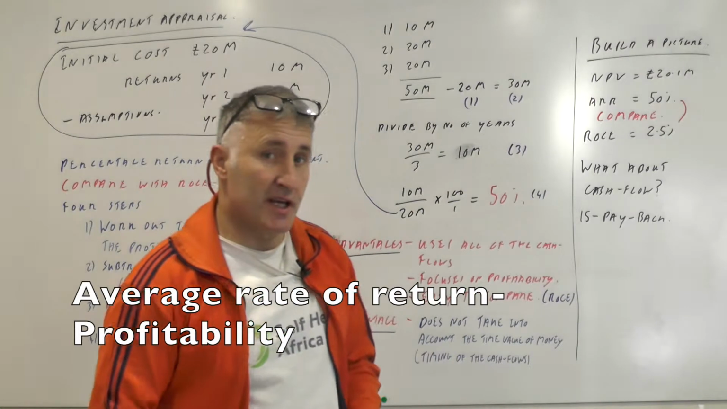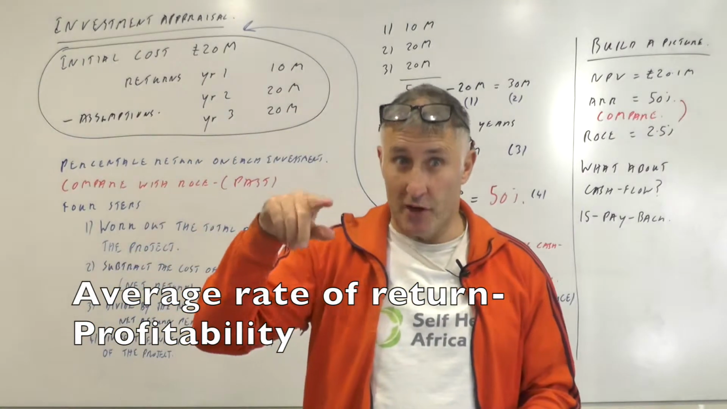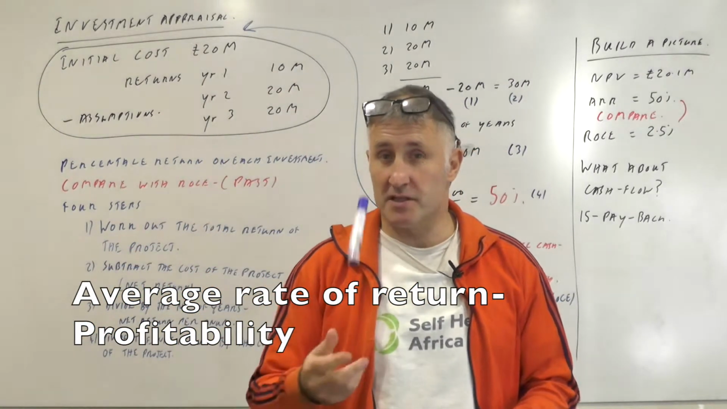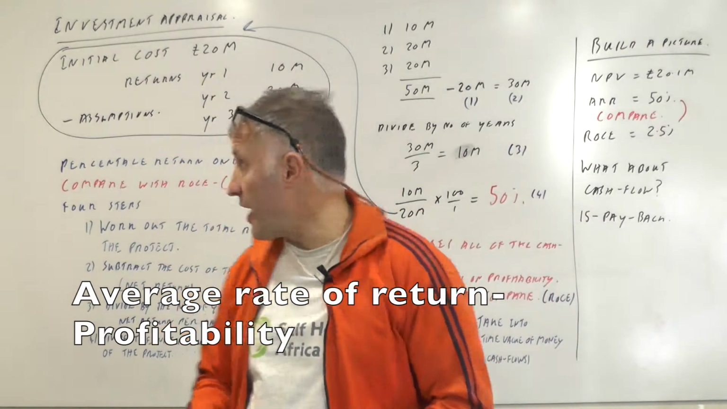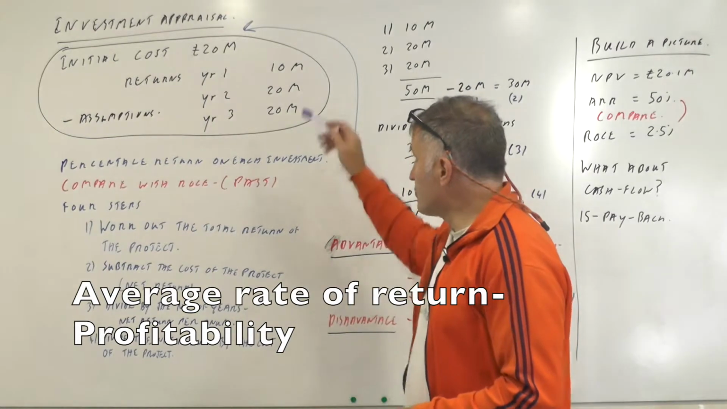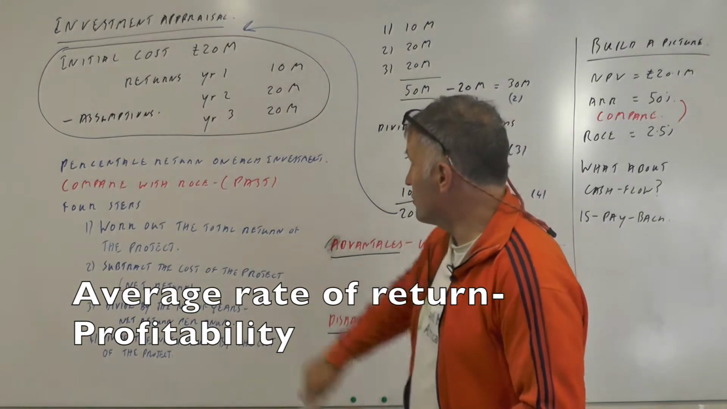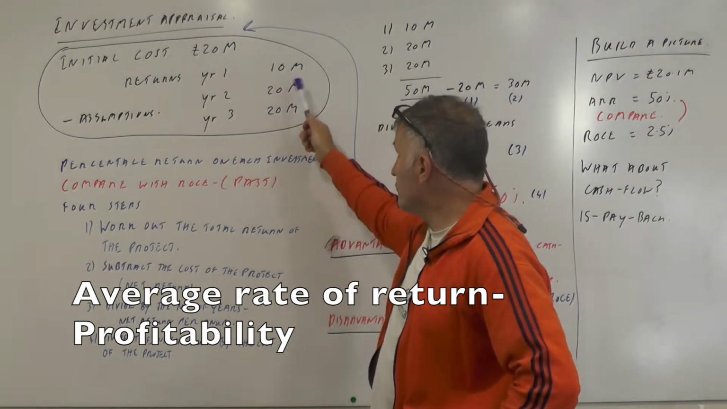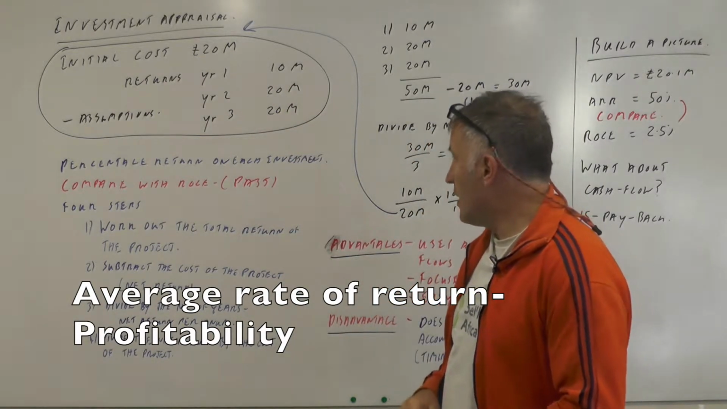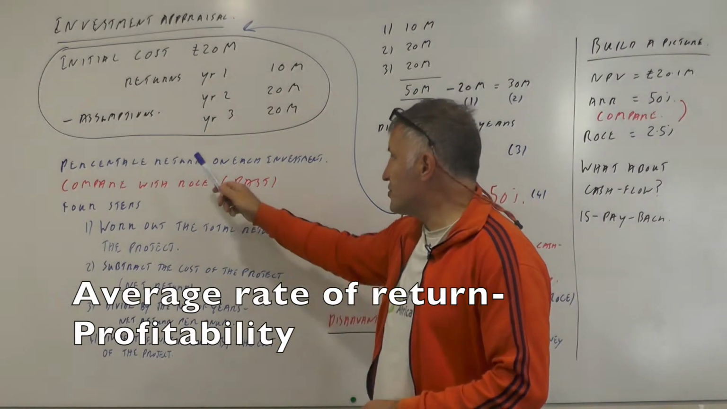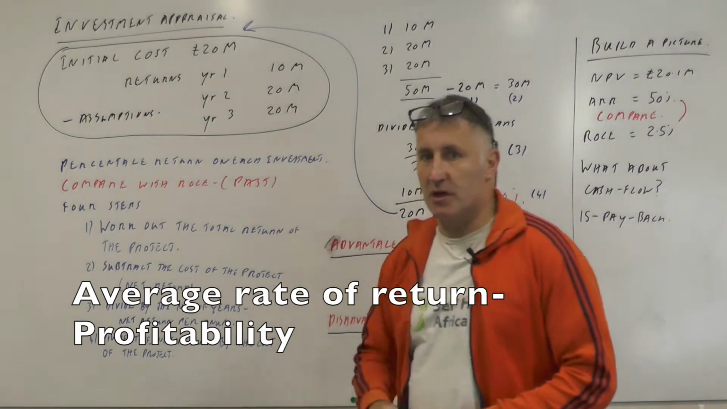This is number 14, and we've just looked at investment appraisal. We just looked at net present value, and now we're going to have a look at the average rate of return, and we're going to see how that works. Once again, we've got the same example on here. The initial cost is 20 million quid, the returns are 10 million, 20 million, and 20 million. And what we're looking at is the percentage return on each investment.